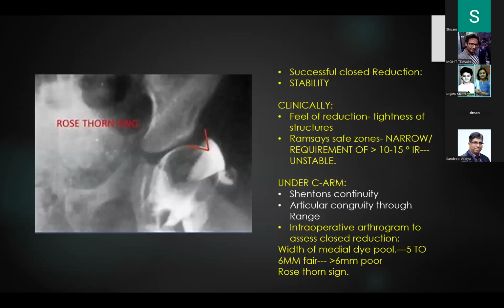So a successful closed reduction is basically one where the reduction is adequate and it is also stable. Clinically, this depends on the feel of the reduction, the tightness of the structures, the charting of the Ramsey safe zones, and then under C-arm, we also look at articular congruity, throughout range, Shenton's continuity, and an intraoperative arthrogram. If the width of the medial dye pool is more than 6 millimeters, it is suggestive of a poor reduction.